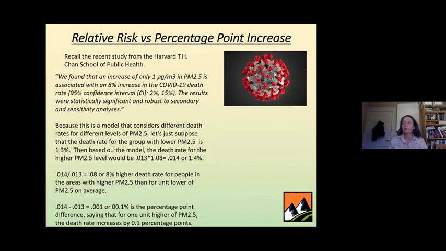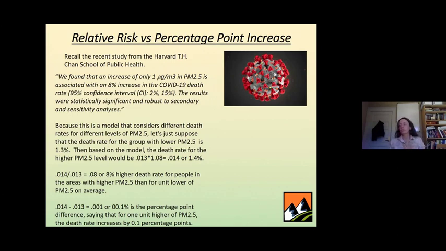and their conclusion, in quotes from the paper from the Harvard T.H. Chan School of Public Health, says that we found an increase of only 1 unit in particulate matter at the 2.5 micron level is associated with an 8% increase in the COVID-19 death rate. And it says that these results were statistically significant and robust to secondary analysis.